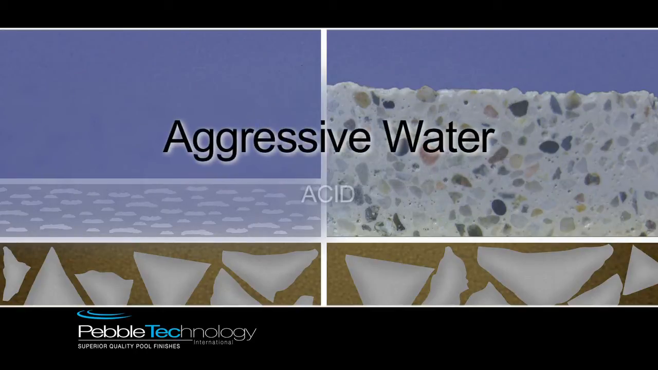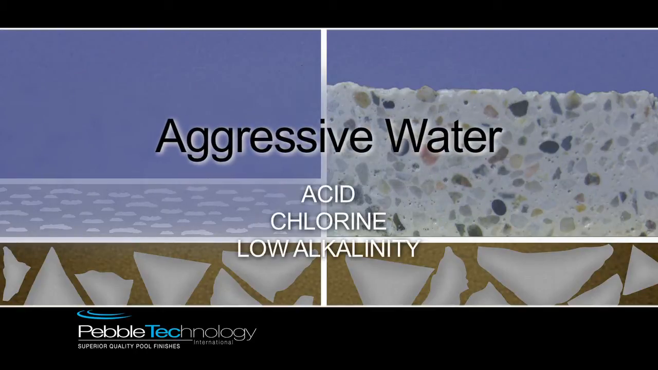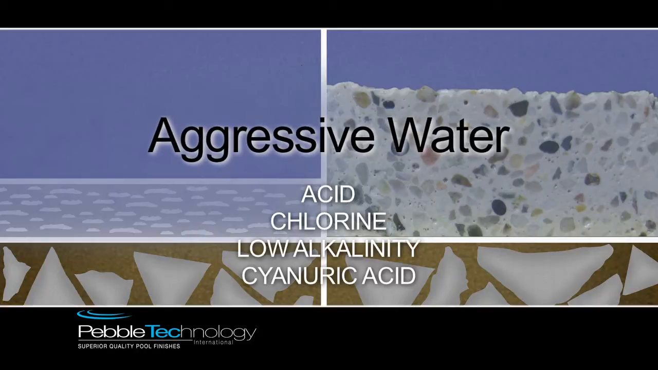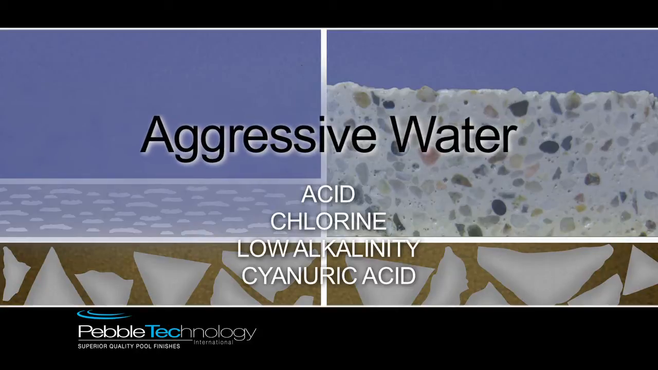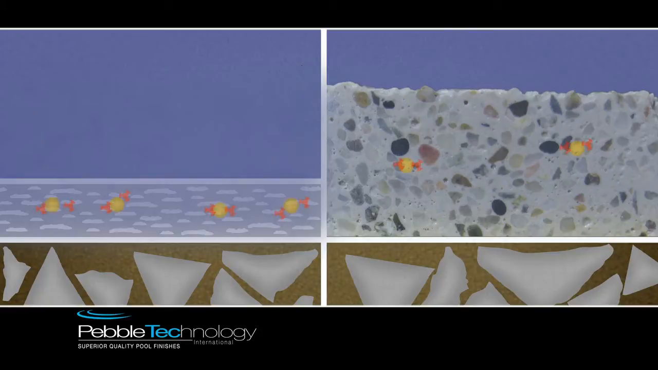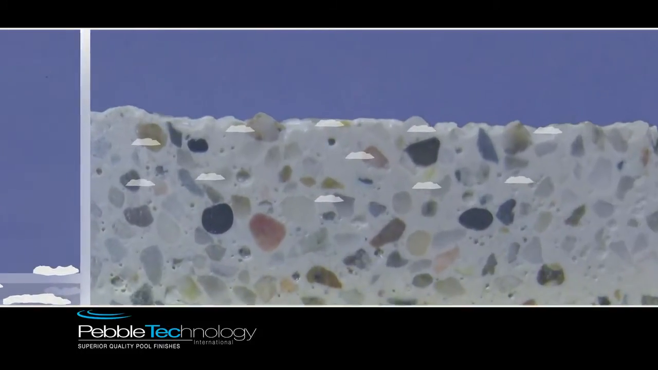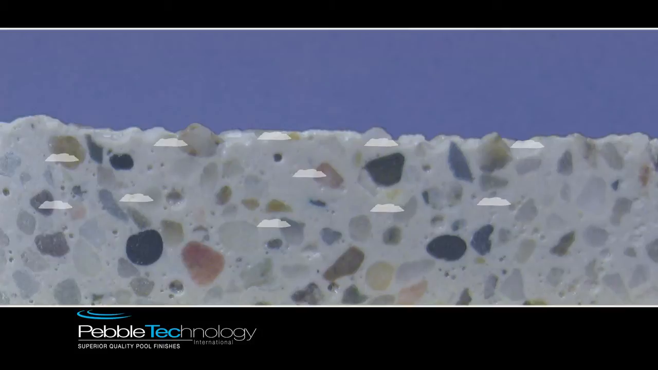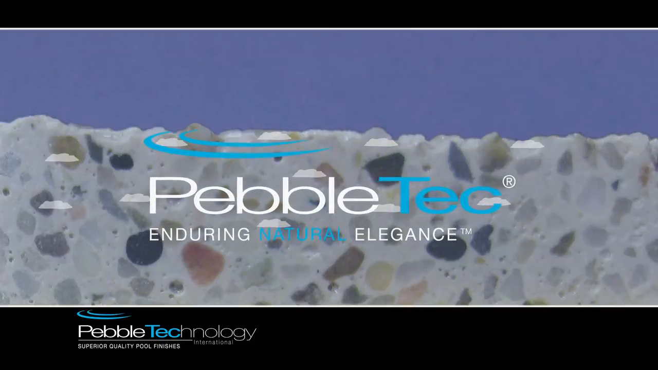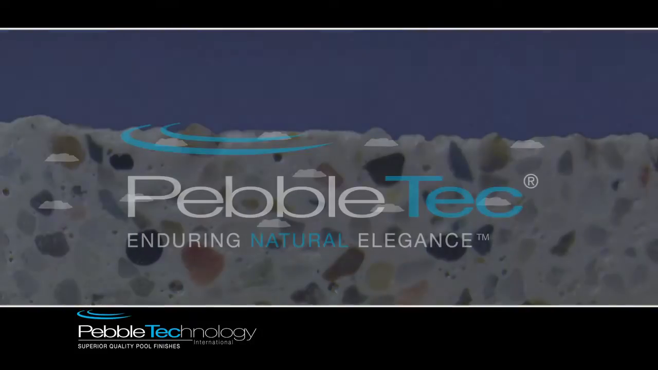Aggressive water (acid, chlorine, low alkalinity, cyanuric acid) will attack the finish's weakest ingredient, the calcium hydroxide of the cement. Or a saturated water will deposit on and in the finish. Hence, a denser, less permeable finish will be less susceptible to degradation from this ionic movement.